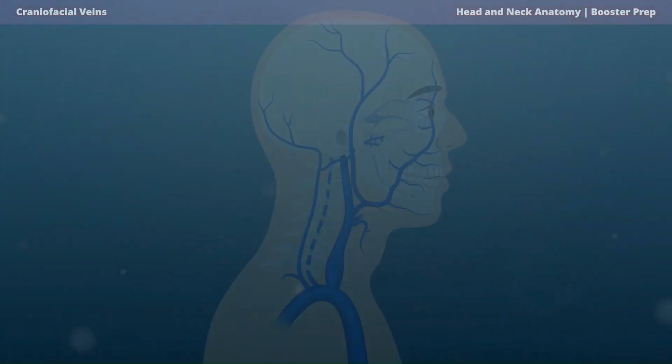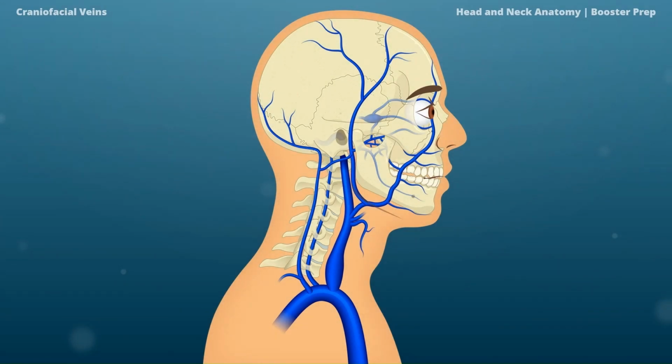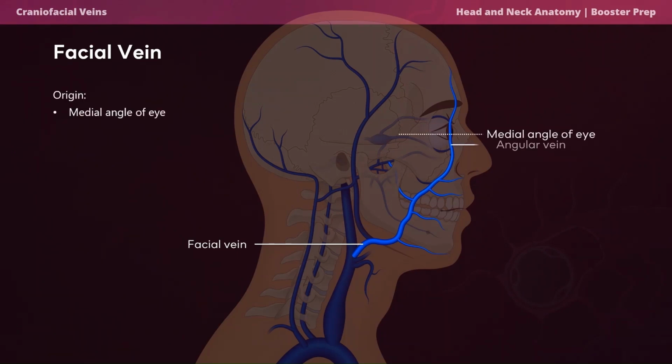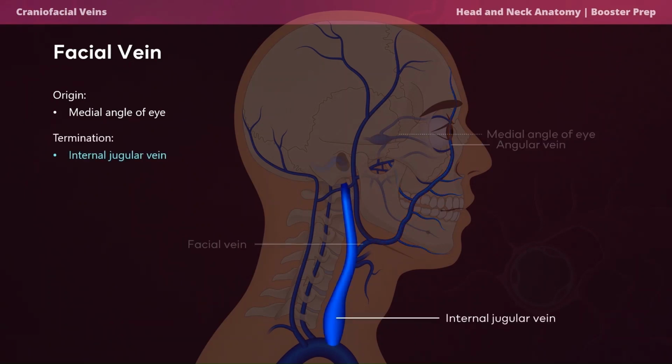And now we're moving on to the facial vein. The facial vein is perhaps the most important vein to know for your exam. This vein, beginning at the medial angle of the eye as the angular vein, descends obliquely across the face, passing behind the facial artery. Notice how it runs alongside the nose, across the cheek, and along the lower border of the mandible. The facial vein ultimately drains into the internal jugular vein.